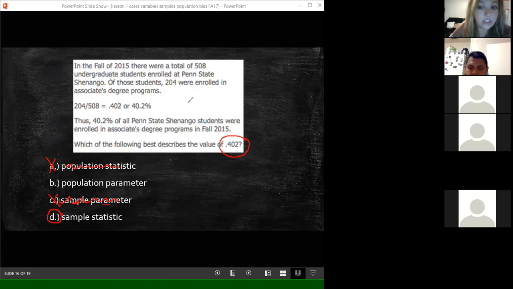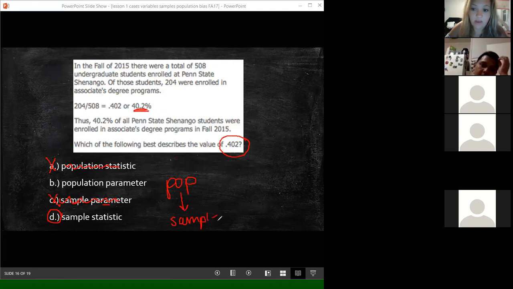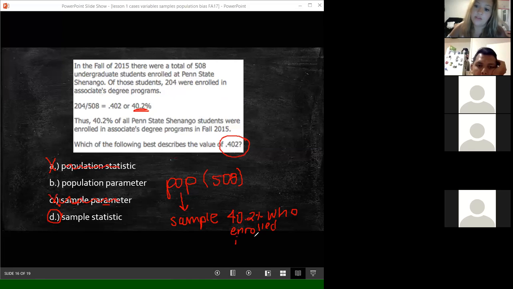So good job, Roger, that's correct. That would be 508 is our population. But we got this 40.2% from that population. So remember, when we have our population, whatever we get out of it is going to be our sample. So we have our population, whatever we take out will be our sample. So our population here was 508. And then our sample is going to be the 40.2% who were enrolled in the associate's degree.